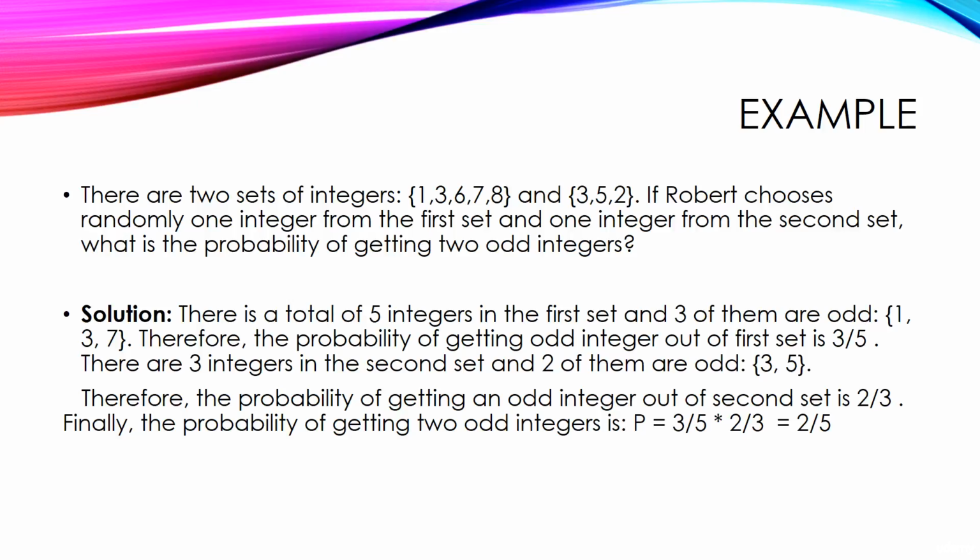Therefore, the probability of getting an odd integer out of the first set is 3 by 5. There are 3 integers in the second set and 2 of them are odd: 3, 5. Therefore, the probability of getting an odd integer out of the second set is 2 by 3. Finally, the probability of getting two odd integers is P is equal to 3 by 5 into 2 by 3 is equal to 2 by 5.